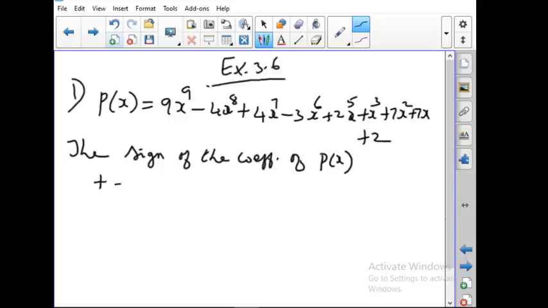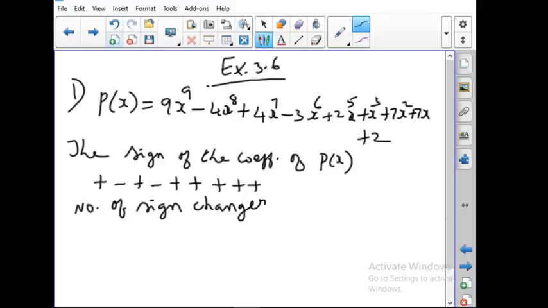Plus, minus, plus, minus, plus, plus, plus, plus, plus. So how many changes? So the number of sign changes is equal to, it changes from plus to minus 1, minus to plus, plus to minus, and minus to plus. So 1, 2, 3, 4. So the number of sign changes is 4.